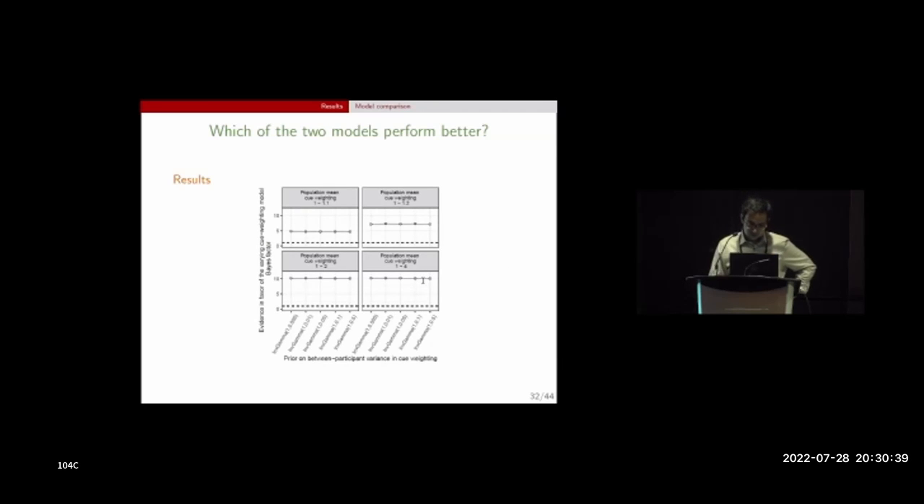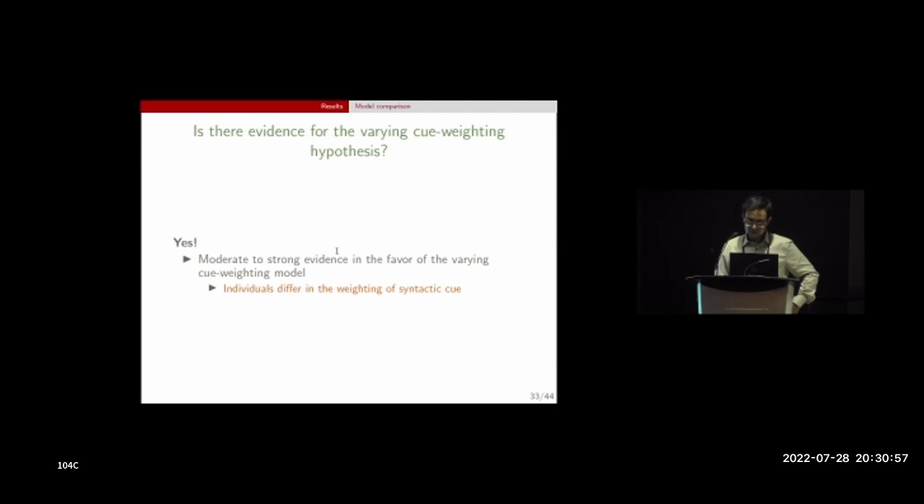So we can see that the Bayes factor values are somewhere between 5 to 10 under different assumptions on mean Q weighting. And this indicates that there is moderate to strong evidence in favor of the varying Q weighting hypothesis. And what it indicates is that individuals differ in the weighting of syntactic Q over semantic Qs.